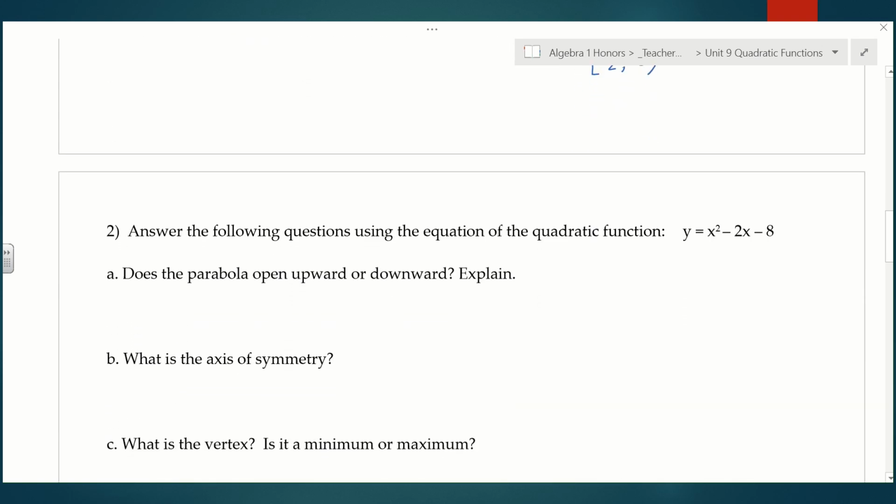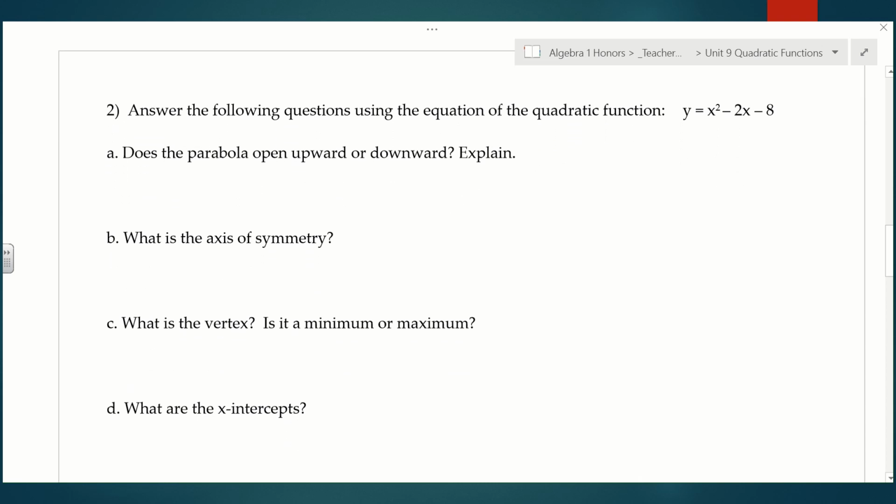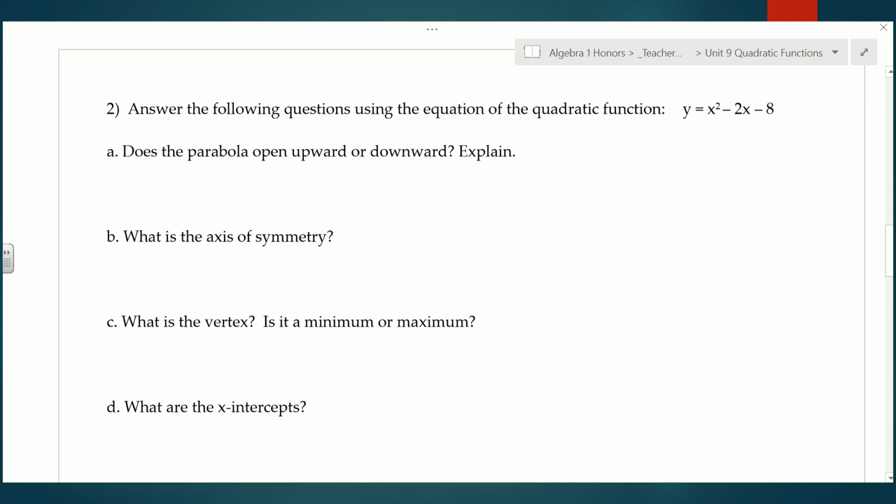Okay, so let's go to the next one. This question is going to be a little different because now I'm not giving you a graph. All I'm giving you is an equation, and I actually want you to do all of these questions without looking at a graph. So it's going to require some algebra.